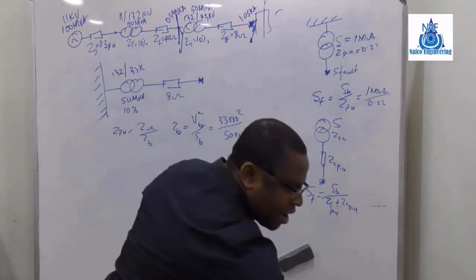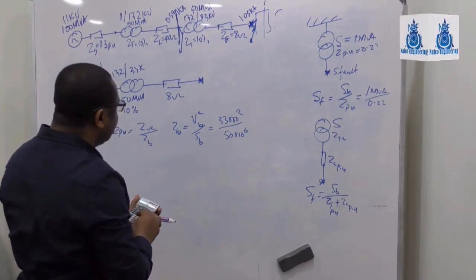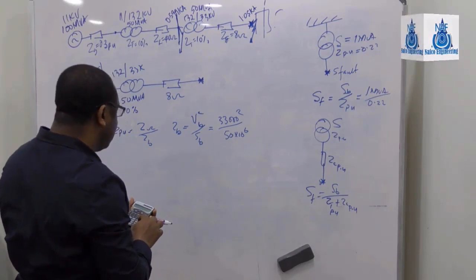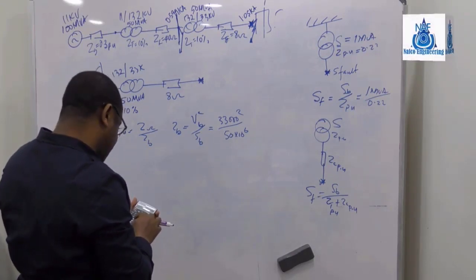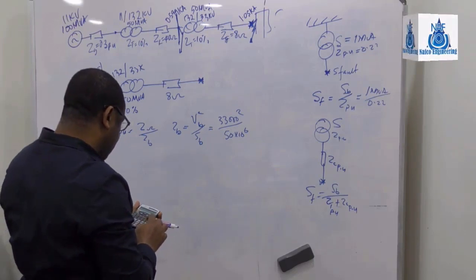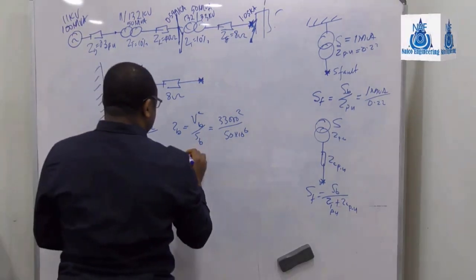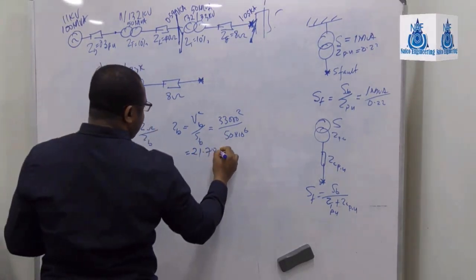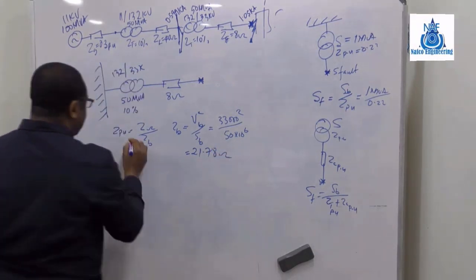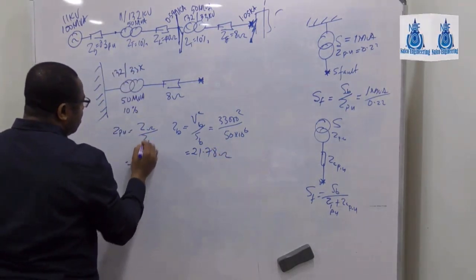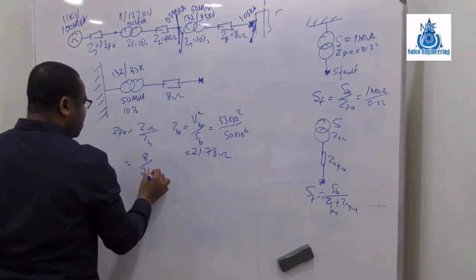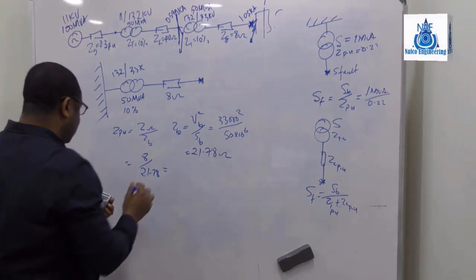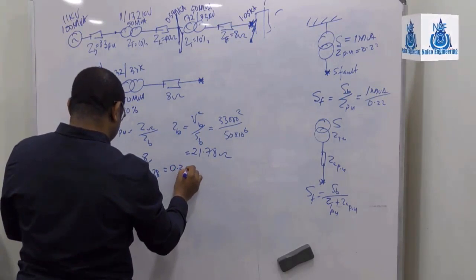Now, we can calculate that. We'll have 33,000 squared divided by 50 MVA. We get 21.78 ohms. So the per unit value here will be 8 divided by 21.78, that is 0.367.